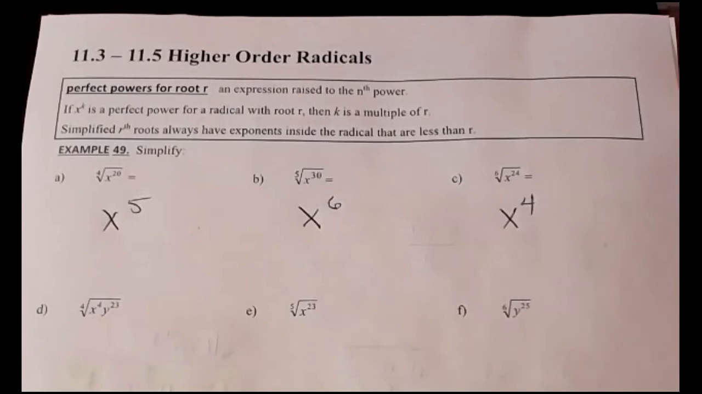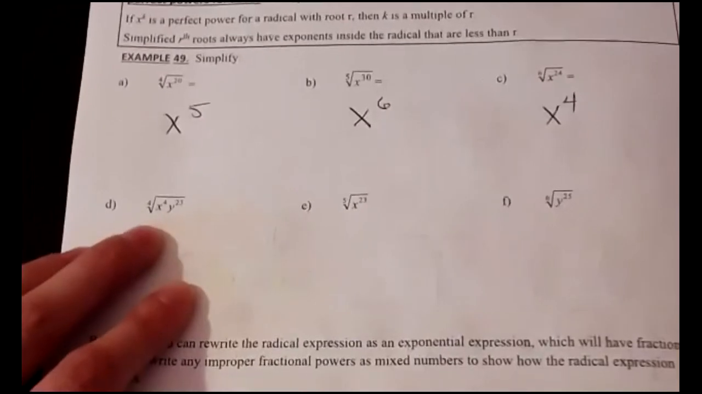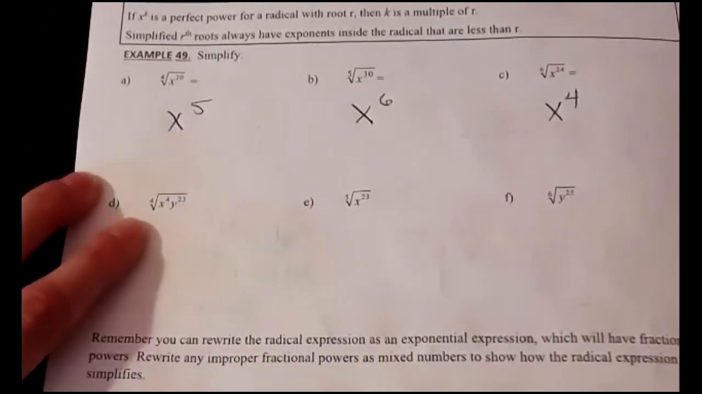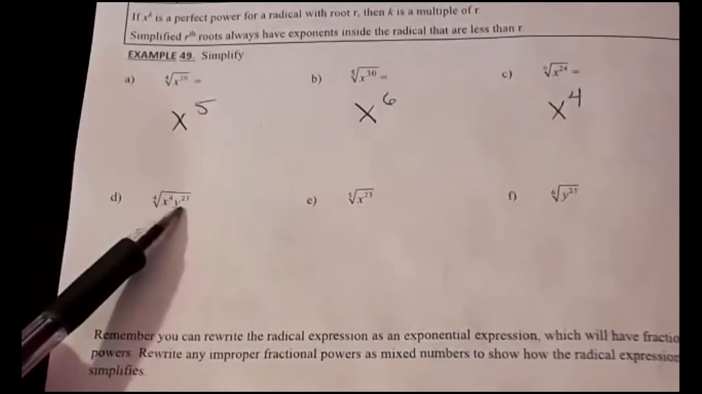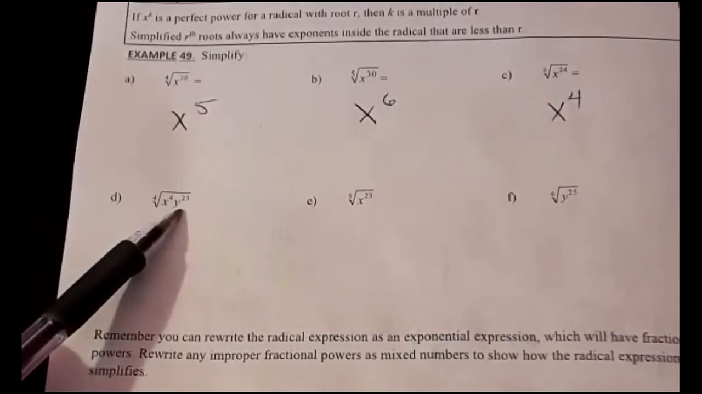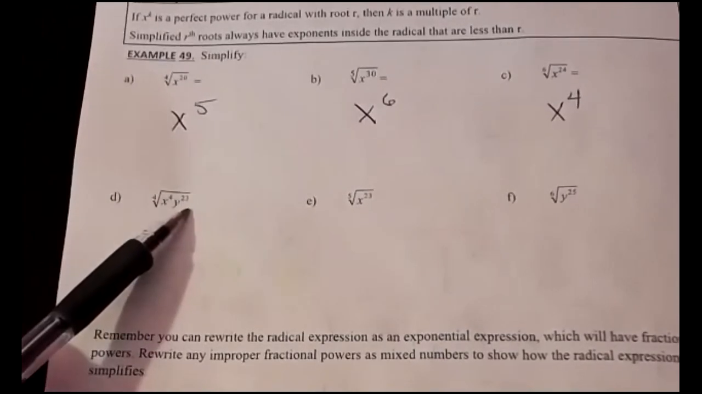Perfect. So I just wanted to prove to you that even if your index, your root, is higher than squared or cubed, you know what to do because the process doesn't change. It doesn't change at all. We'll just do one more. Take a look at the 4th root of x to the 4th, y to the 23rd. You know that 4 can't go into 23. What's smaller than 23 that 4 can go into?